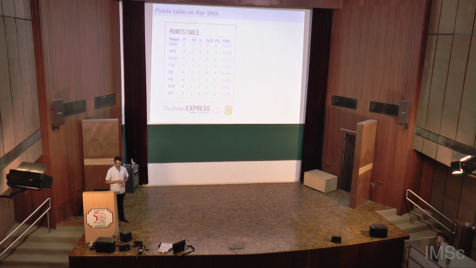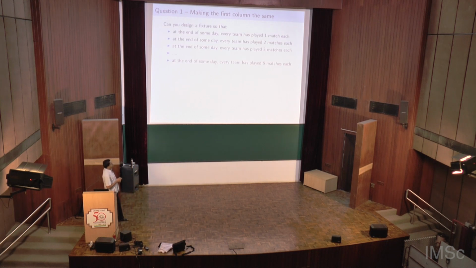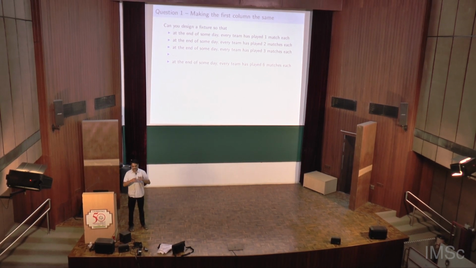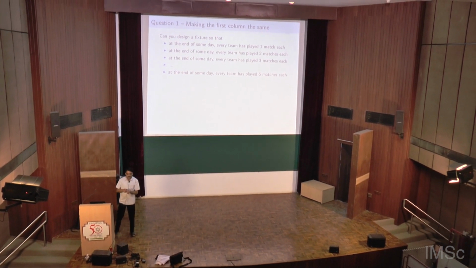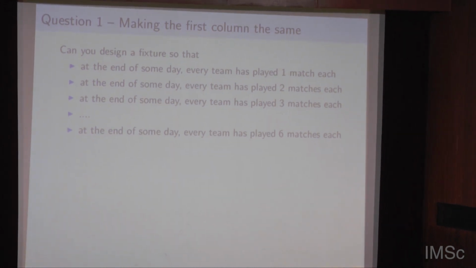So here is my question. Can you design your fixture? Now you are the tournament director, okay? You're going to design the fixture with the following property: at some point, everybody has played exactly 1 match. Then they play, and at the end of some day, everybody has played 2 matches. And then they play some matches at the end of it. So nobody moves to the 3rd round until everybody has played the 2nd match. Everybody has finished 2 matches, right?